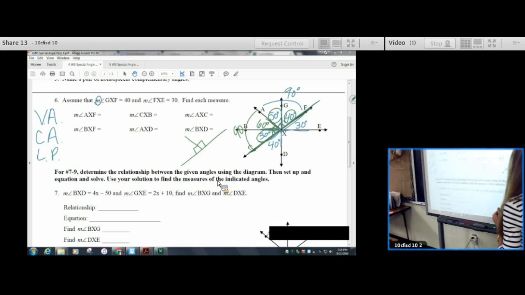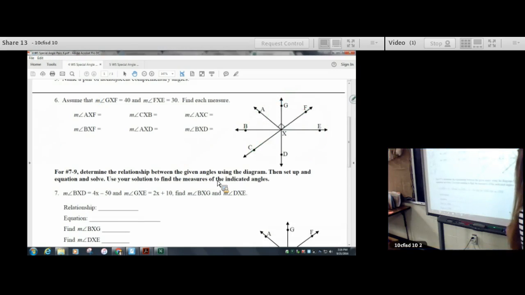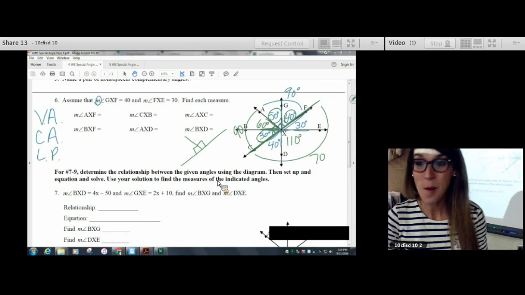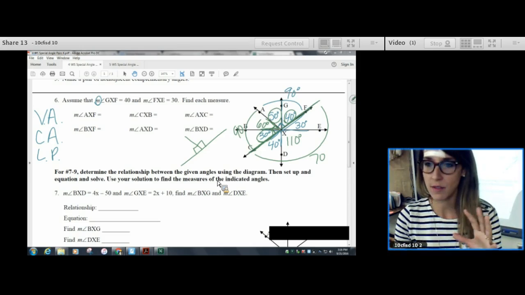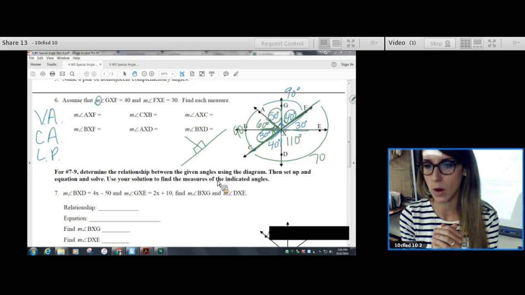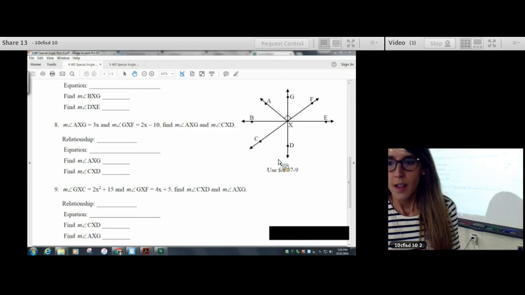This is vertical angles, it looks like. What's that one there? We've used up 70, and we have 180, so that was not a right angle, even though it looked like it, right? It was not a right angle, that was 110. And I used the fact that those angles add up to 180. Let's look at number 9.